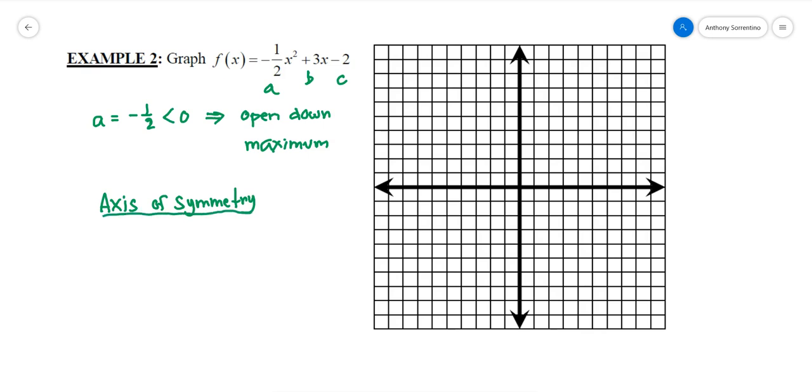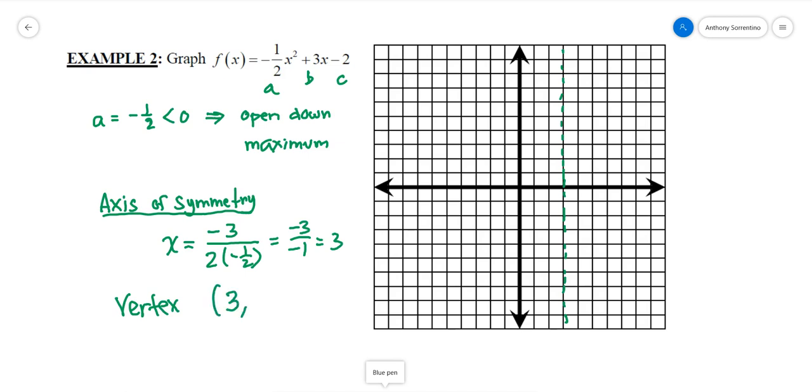I'm going to figure out, okay, well, the axis of symmetry is going to be at the formula x equals negative b over 2a. Well, that's going to be negative 3 over 2 times negative 1/2, which is going to be negative 3 over negative 1, which is going to be 3. So I know the axis of symmetry is going to be here at x equals 3. So I'm just going to draw a dashed line there right now. And my vertex, so far, I have the coordinate 3 comma something.